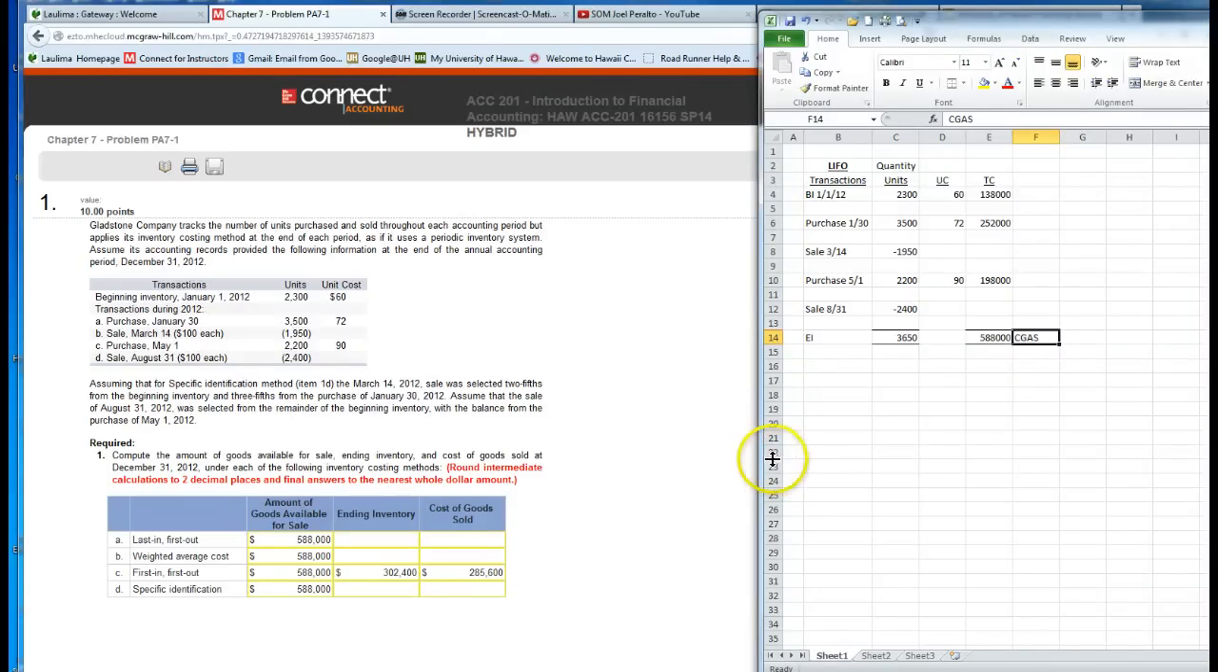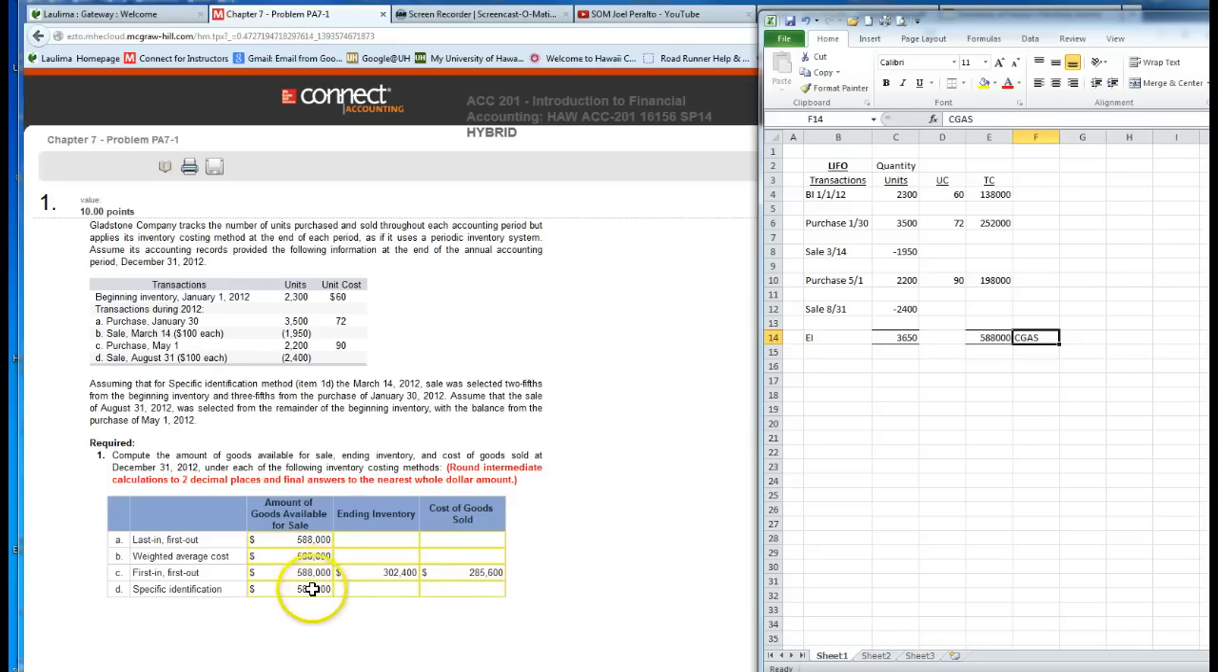Okay, we're going to continue with this problem that we started today in class, Chapter 7, Problem PA7-1, where we calculate cost of goods sold and ending inventory using the various cost flow assumptions for inventory. Those cost flow assumptions, again, are first in, first out, which is the one we worked on today. This was our ending inventory. This was our cost of goods sold.